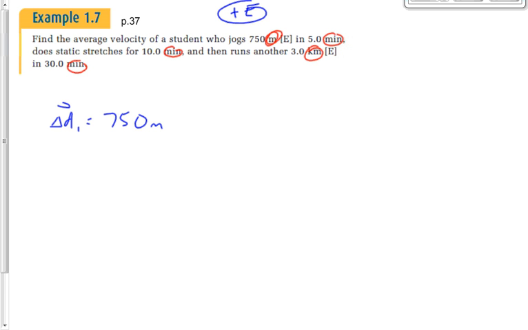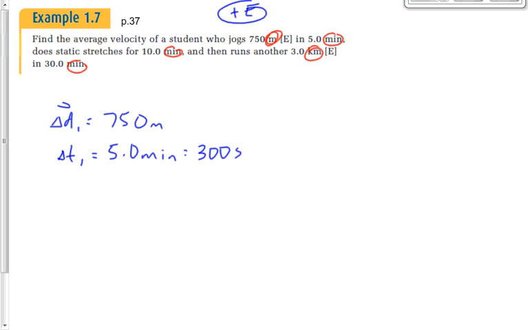The time interval that it took him to run 750 meters is 5 minutes. Which, remember, I want to convert that because I don't like that minutes thing. I can convert minutes to seconds. This is one of the easier conversions that we do. Minutes to seconds, 60 seconds in a minute. Multiply by 60, we get 300 seconds.